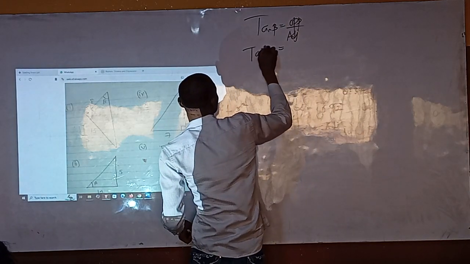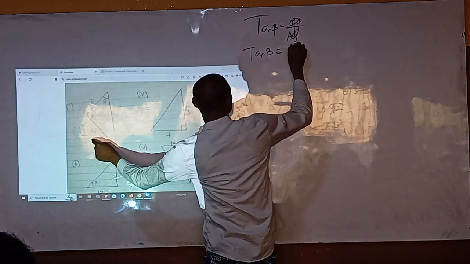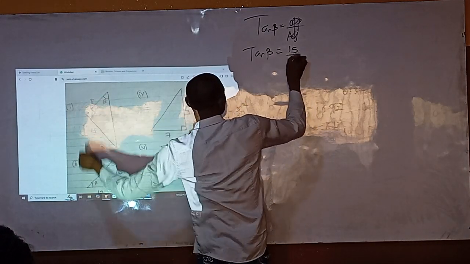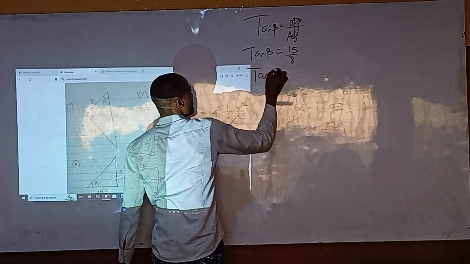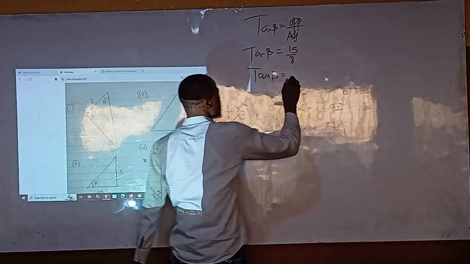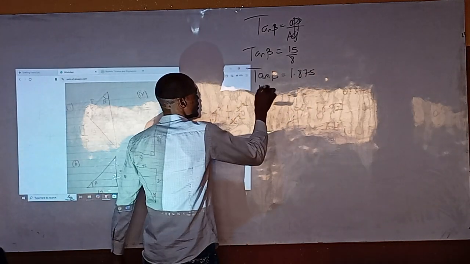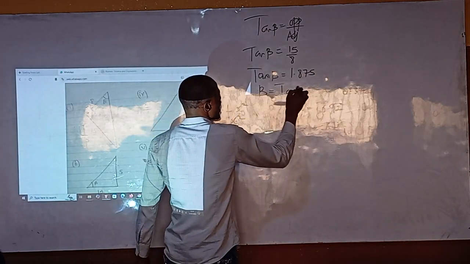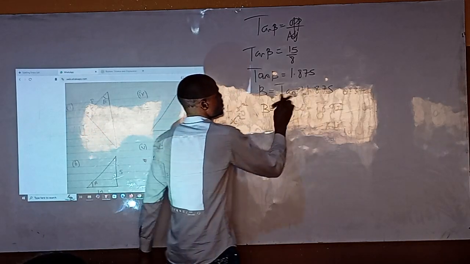Tan beta. Opposite is 15. Adjacent is 8. So now tan beta, 15 over 8 is 1.875, right? Beta equals tan inverse of 1.875.